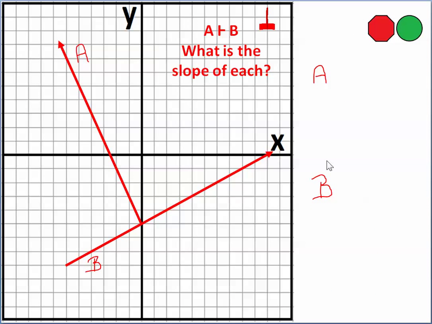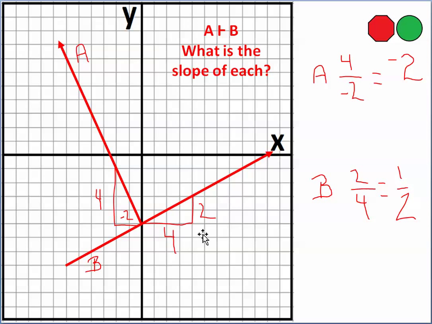All right, let's try to work this one. Line A is perpendicular to line B. Sometimes you'll see the perpendicular sign like this, and other times you'll see the perpendicular sign like this. It just says that the lines are perpendicular. So what is the slope of each? Click on the stop sign. All right, let's see how you did.